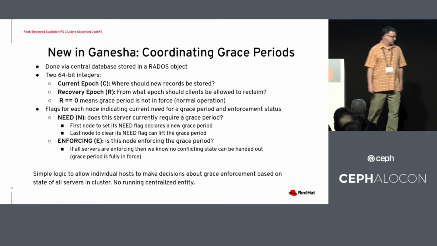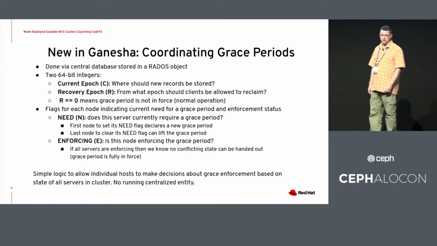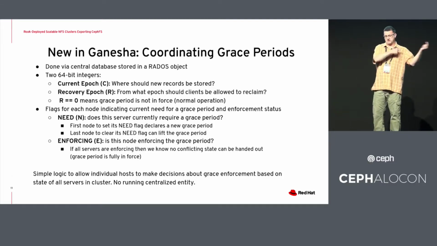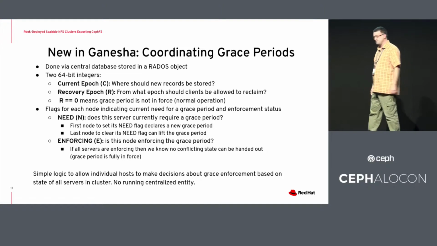So the idea here was to move away from a traditional way of doing this sort of thing, where you often have a central controlling entity that says, "Okay, everybody go into grace period now. Everybody come out of grace period now." That's a single point of failure. So I wanted to get away from that and apply some really simple logic and information so that each node can make its own decision about what it should do at that time.